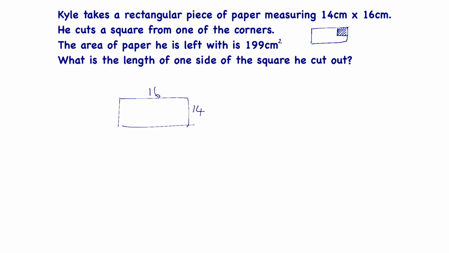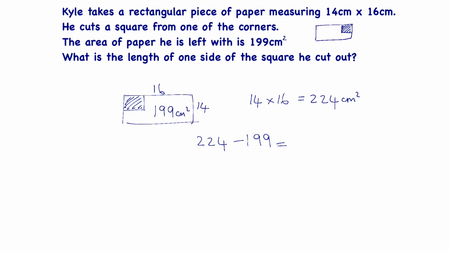So first of all, let's work out the area of the piece of paper he has. I need to do 14 times 16. And 14 times 16 is 224. So the area of his piece of paper is 224. It then says that he cuts a square from one of the corners, and the area of the paper he's left with is 199 centimetres squared.